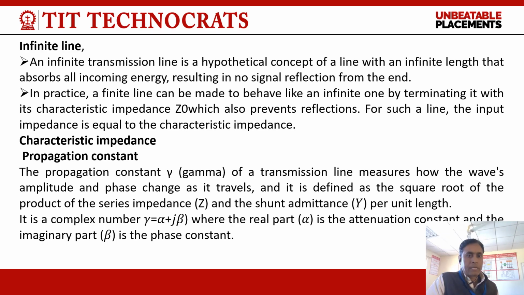Now, characteristic impedance and propagation constant. The propagation constant, represented by gamma, of a transmission line measures how the wave's amplitude and phase change as it travels, and it is defined as the square root of the product of series impedance Z and shunt admittance Y per unit length. It is a complex number. Gamma is equal to alpha plus j beta. Here alpha is the attenuation constant and beta is the phase constant.